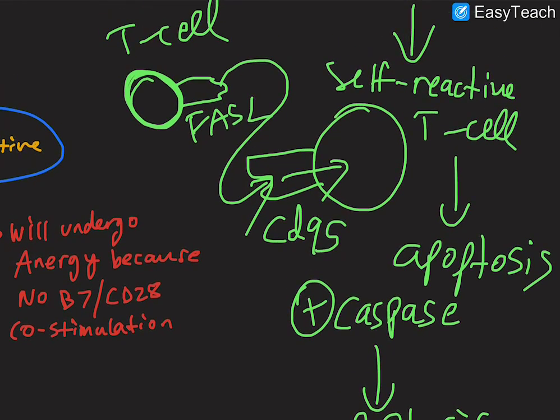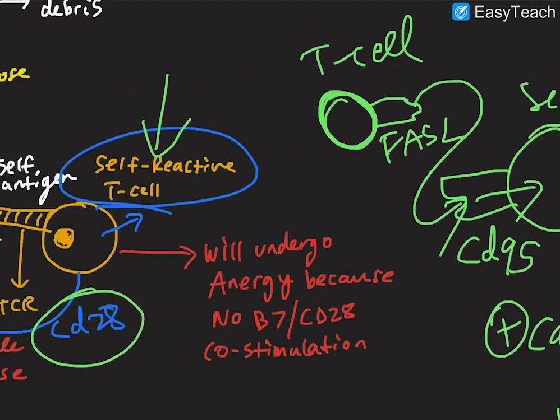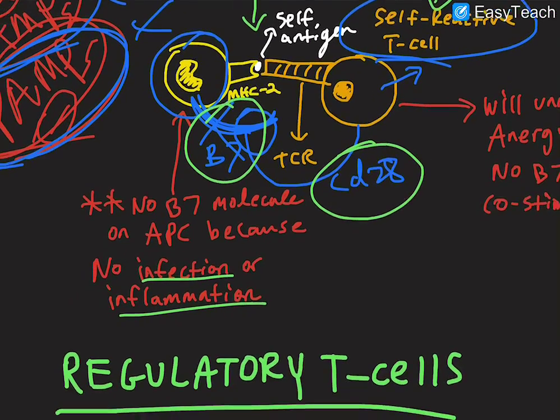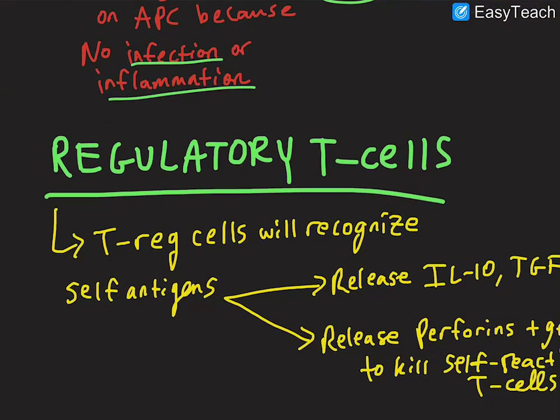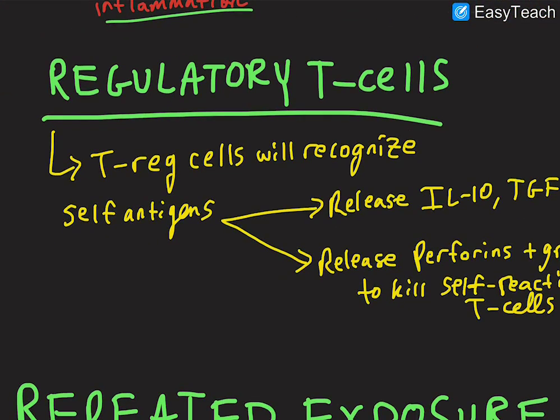But what happens in autoimmune lymphoproliferative syndrome is we have a mutation in this pathway, okay? So we'll talk about that in the next slide. So let's just go through this right now.